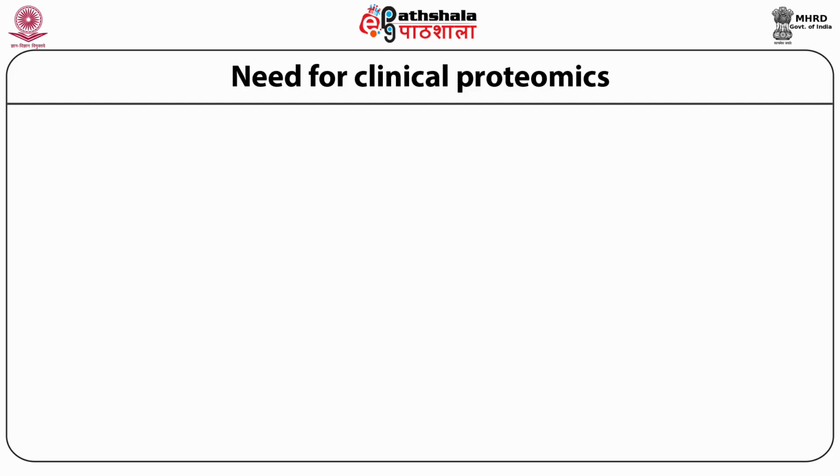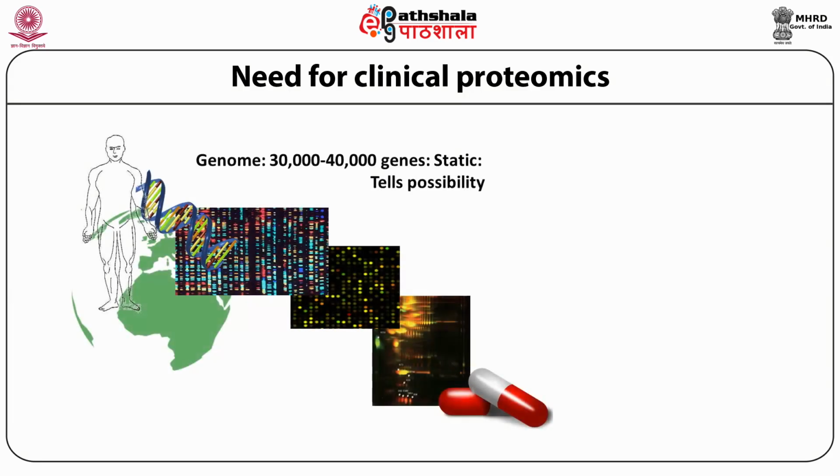Need for clinical proteomics. As it has already been explained, the human body comprises 46 chromosomes, that is called the genome, and accounts for around 30 to 40,000 genes. This particular genome is static in nature, and the information that is obtained hints at the possibility of an event occurring. Therefore, the content of the DNA or the genome, though in many ways useful and informative, fails to explain the final outcomes of function.